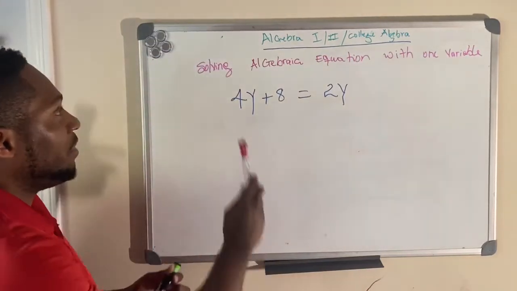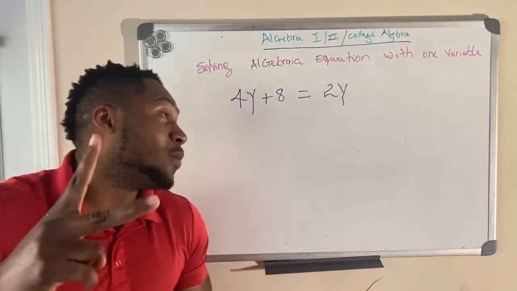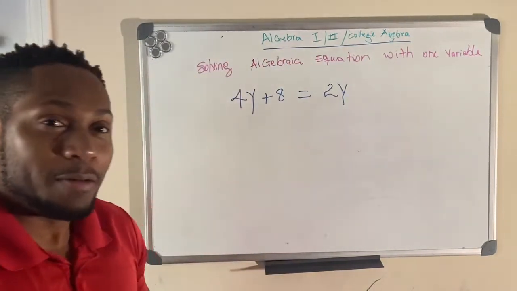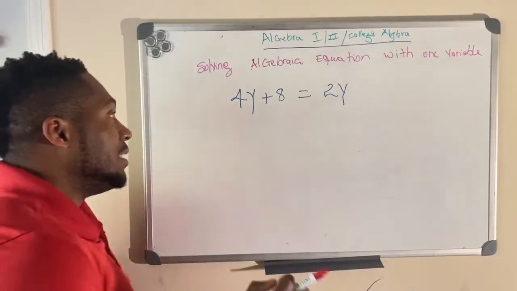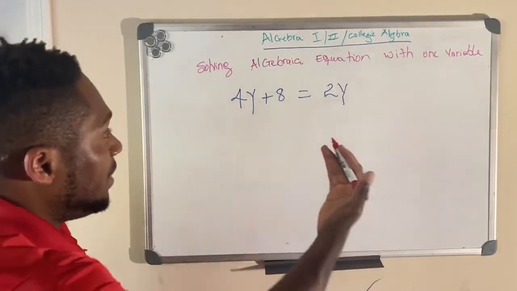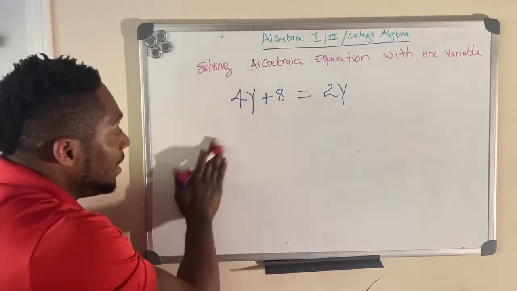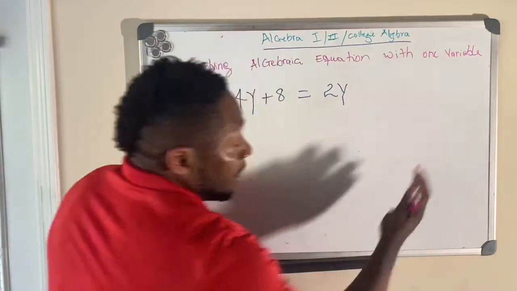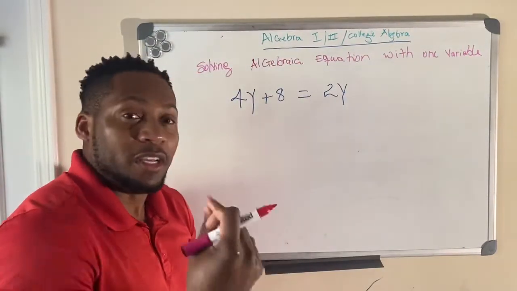We're going to solve an algebraic equation with one variable. I'm going to show you two ways to do this. The first way is mostly what you would get in your algebra class. The goal is to put everything that has a variable, x or y, on one side of the equality, and everything that doesn't on the other side. So we're going to do the inverse operation.